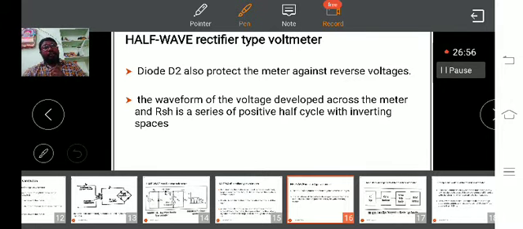Here we are using three different types of circuits: half-wave rectifier circuit, full-wave rectifier circuit, and bridge rectifier circuit. That is, the full-wave rectifier type voltmeter, half-wave rectifier type voltmeter, and bridge rectifier type voltmeter. After that we are going to explain the block diagram, construction, and the principle of rectifier type ammeter circuits.